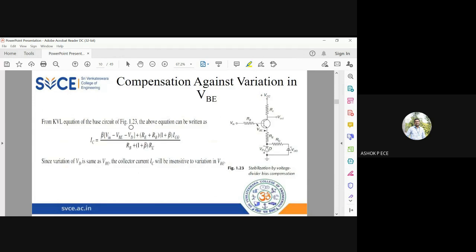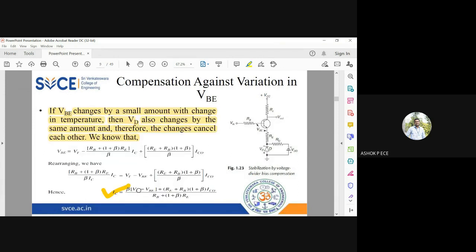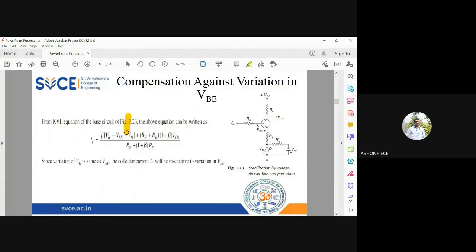Okay, now see here, in the IC, you have beta into VT minus VBE plus all the constant term. If you consider this base side, additionally you have a minus VD, right? Additionally you have this diode here. So in this expression, you will have VT minus VBE minus VD. So additionally, you can see one more term coming because of this diode. So the variation of VD is same as VBE. So collector current will be insensitive to variation in VBE. So it is going to be same. The variation in VD and VBE are going to be same. So this is not going to affect your collector current at all.